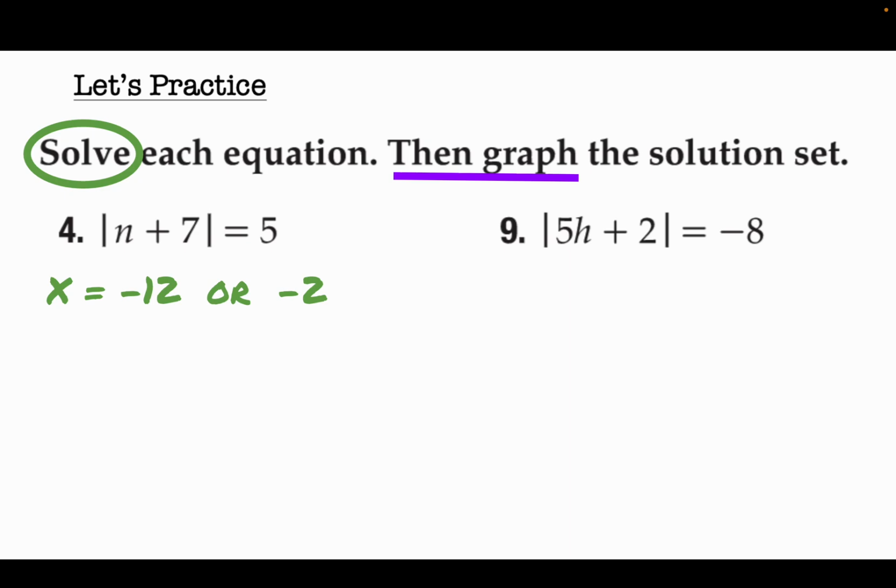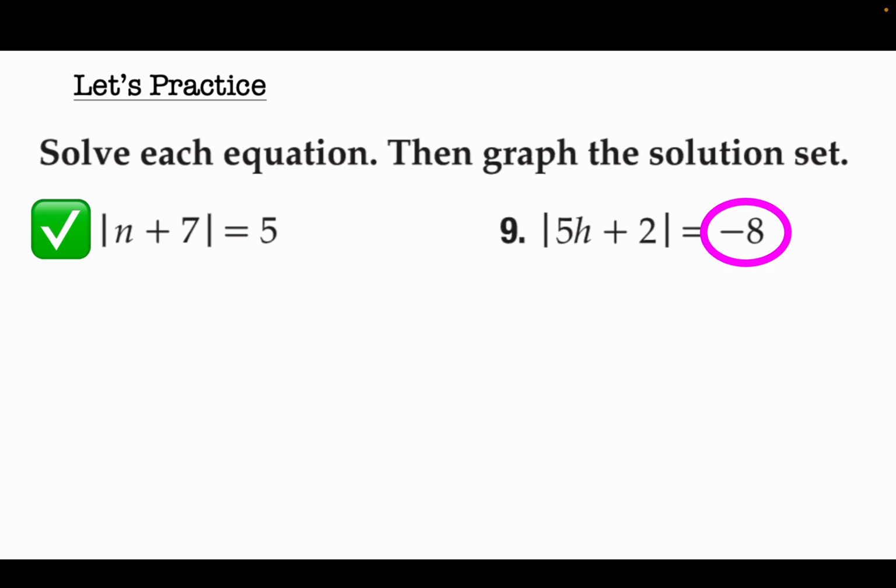But what about this part of the instructions? Then graph the solution set. I don't know if you noticed that, but what is it talking about? Here's what it's talking about. It's talking about a number line. All we've got to do is put a dot at negative 12, and a dot at negative 2 to show those are the two solutions to this equation. So when it says graph the solution set, it just means put some dots on a number line, and you're probably going to have two dots because it's an absolute value equation.